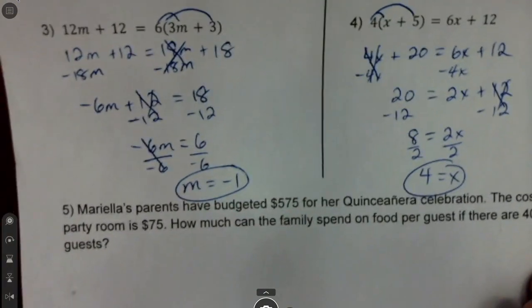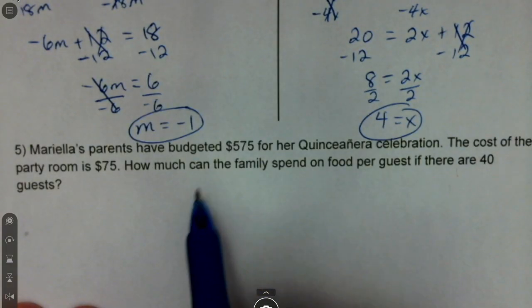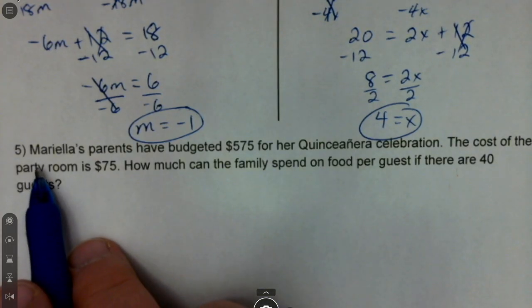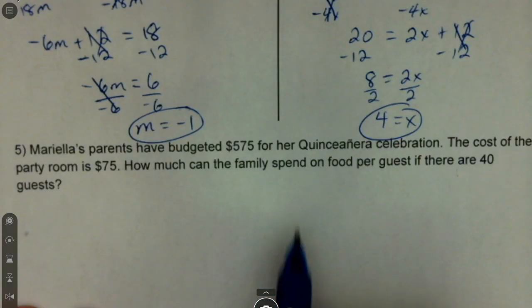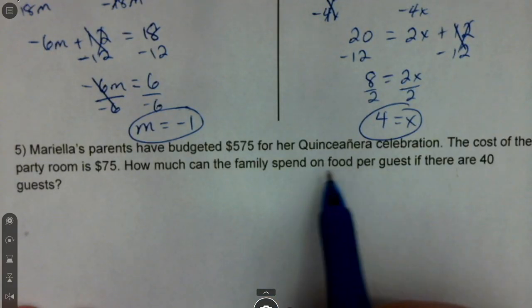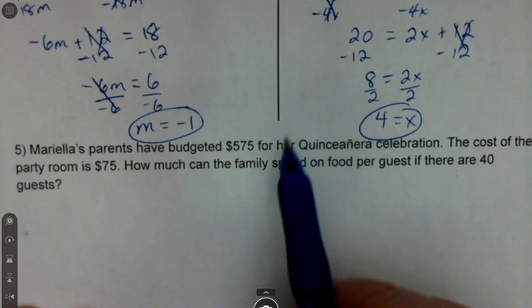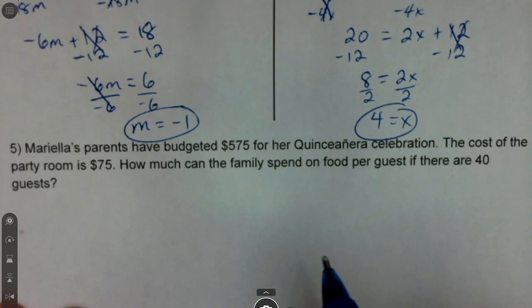Okay, we'll get back to those in a second, but first, in number 5, we need to write the inequality before we solve it. So, Maria's parents have budgeted $575 for her quinceañera celebration. In case you don't know, in Hispanic culture, a girl's 15th birthday is considered a big transition in her life, and so it's a time they do a big special party. It's her 15th birthday. That's what the quinceañera is.